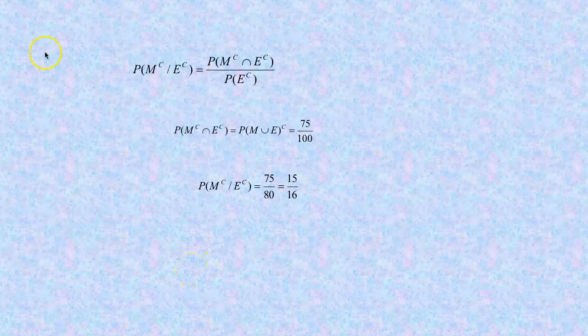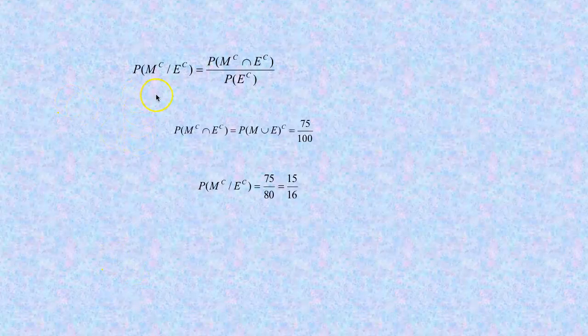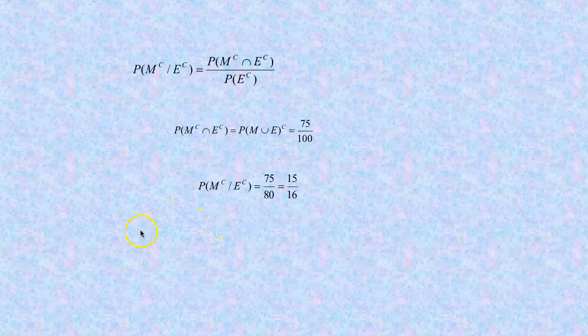We need to find the probability that a student passed in maths, given that he passed in English. So I need to find probability of M complement given E complement. That is probability of M complement intersection E complement by probability of E complement. Now probability of M complement intersection E complement is probability of M union E complement. That is 75 by 100, since probability of M union E is 25 by 100. So substituting here, probability of M complement given E complement will be 75 by 100 by probability of E complement, which is 80 by 100. So that is 75 by 80, which is 15 by 16.